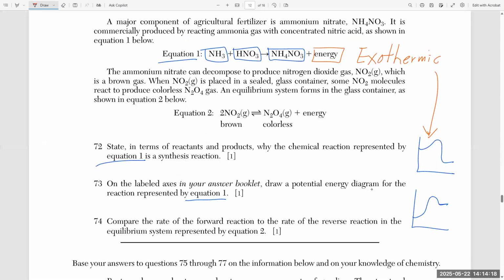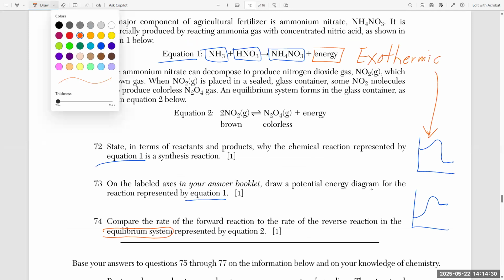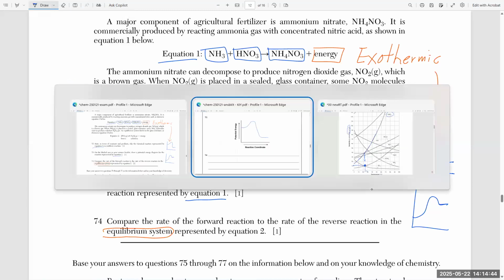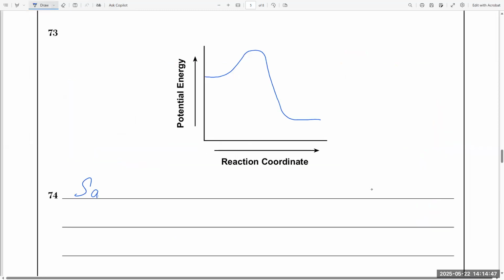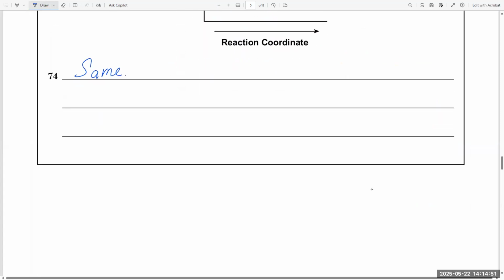Let's go to 74. Compare the rate of forward reaction to the rate of the reverse reaction in the equilibrium system. Represent equation 2. What did I literally tell you in an equilibrium system? I did the example of Mr. Van X's kids moving chairs in and then you guys moving chairs out. I said when we're at equilibrium, that means what? For every 2 chairs that come in, 2 chairs go out, which means what? The rate is going to be, what is it? That's right. It's the same. Okay? All right.